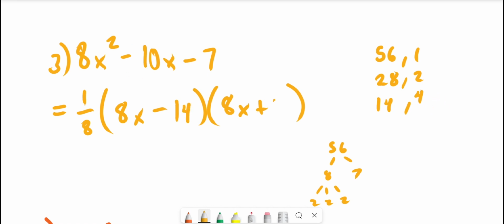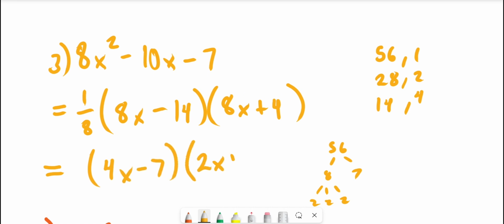So we put a 14 here and a 4 right here, and then we reduce. I can pull a 2 out of this one, which is going to give me 4x minus 7, and I can pull a 4 out of this one, which is going to give me 2x plus 1.